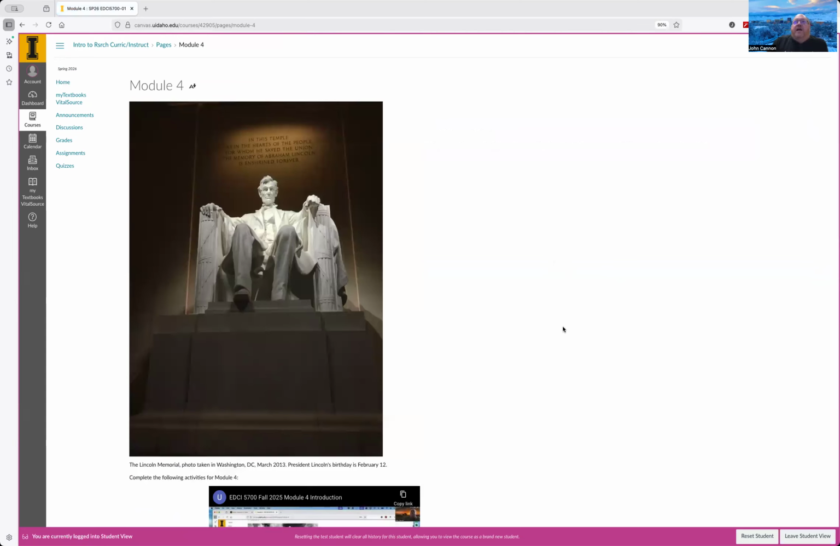And the photo I'm sharing, I took this back about 13 years ago in March 2013, the Lincoln Memorial in Washington, D.C. And this module is scheduled for the time period around Lincoln's birthday, February 12th. I'm from Illinois, land of Lincoln. When I was growing up, every February 12th, if it fell on a weekday, we got the day off for Lincoln's birthday instead of President's Day.